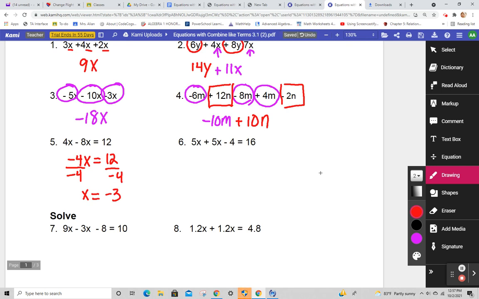All right, let's go on to number 6. I see that we can combine this 5x plus this 5x to give us 10x, because these are like terms. Copy the rest of the problem. And now we can solve this for x. So let's add 4 to both sides. We'll have 10x equals 20. Divide both sides by 10, and x equals 2.